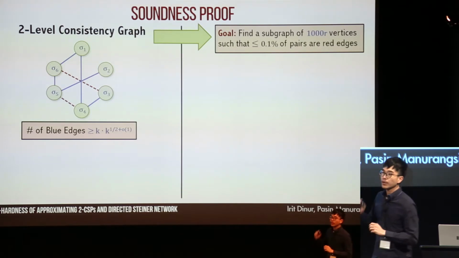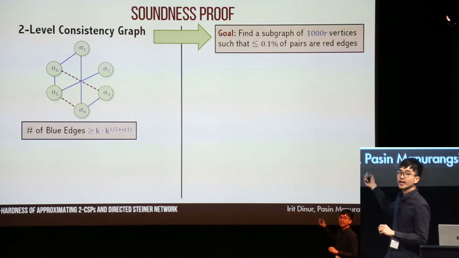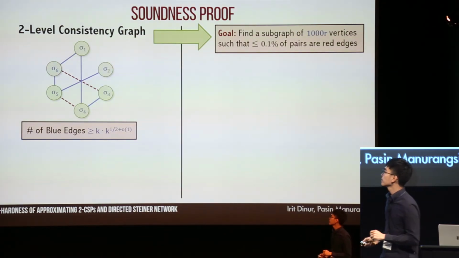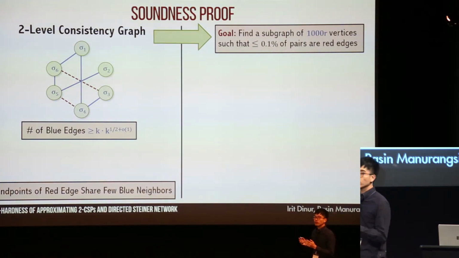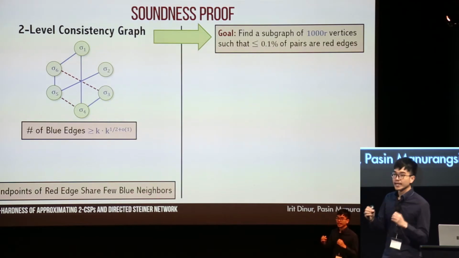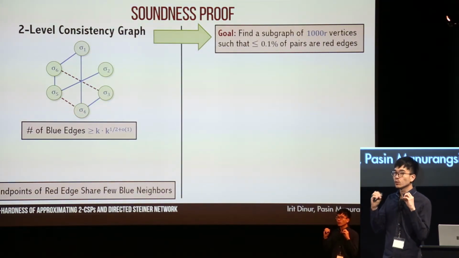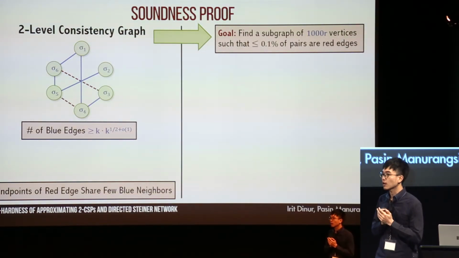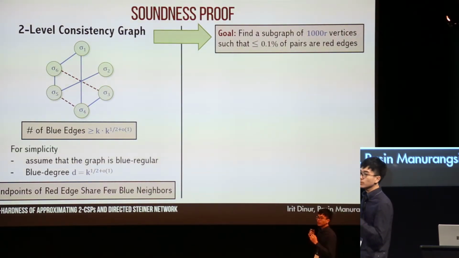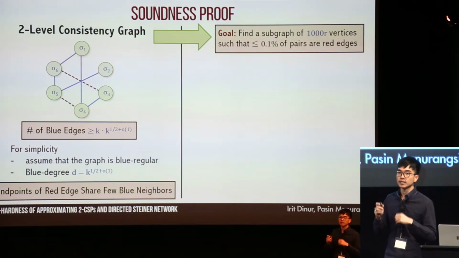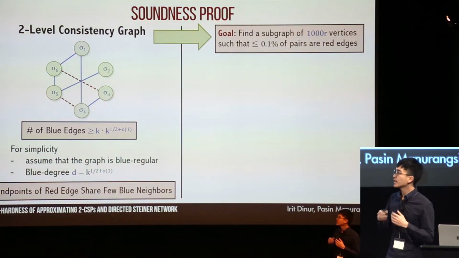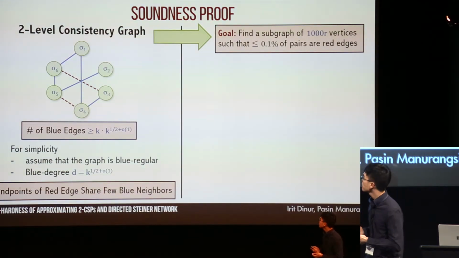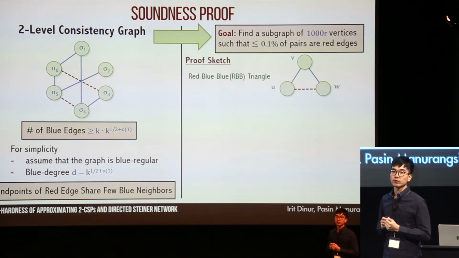So recall again that we have two-level consistency graph. We want to find a subgraph such that very few of the pairs are red edges. And we just show the red-blue transitivity. We say that the two endpoints of any red edge can share very few number of blue common neighbors. And let me also assume for simplicity that the blue graph is regular here. And so the degree of the blue graph here is something like roughly root k. Okay, so here's how we prove this.